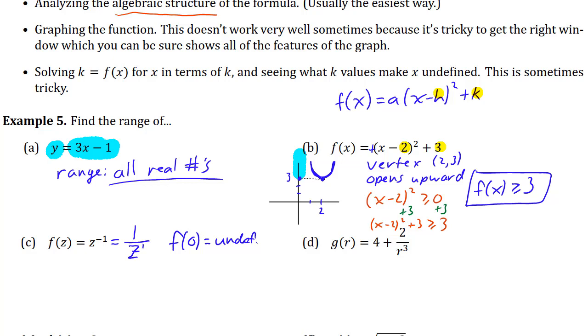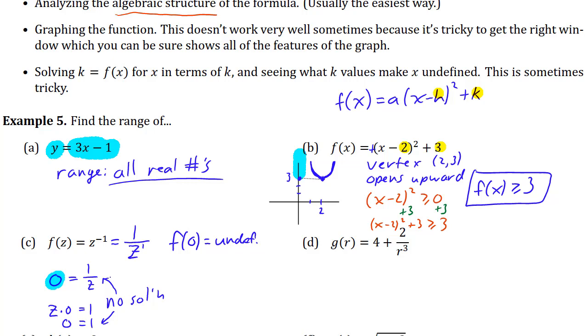So is it possible to get 0 out? Well, let's think. Is it possible to get 0 equals 1 divided by z? If you try to solve this, you could multiply both sides by z. You'll get z times 0 equals 1, or in other words, just 0 equals 1, which has no solution. So it's not possible to get 0 out here.